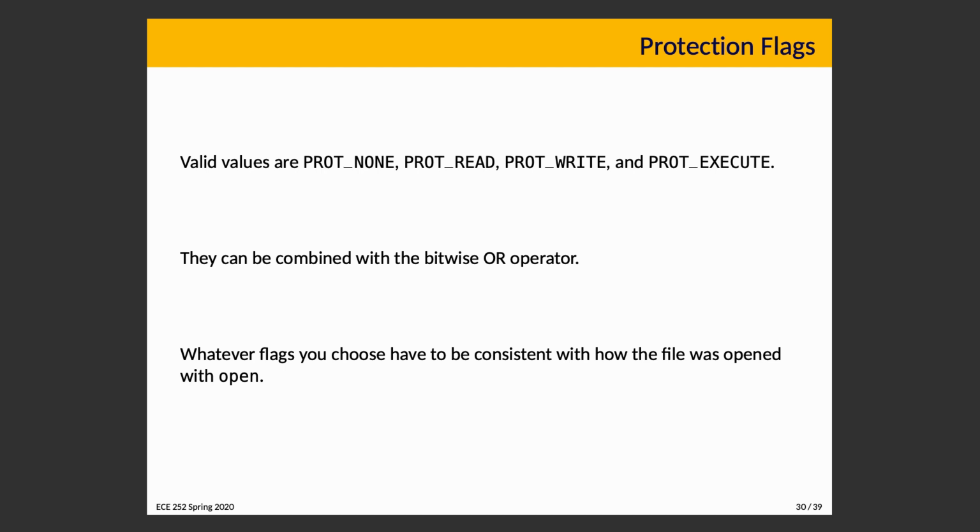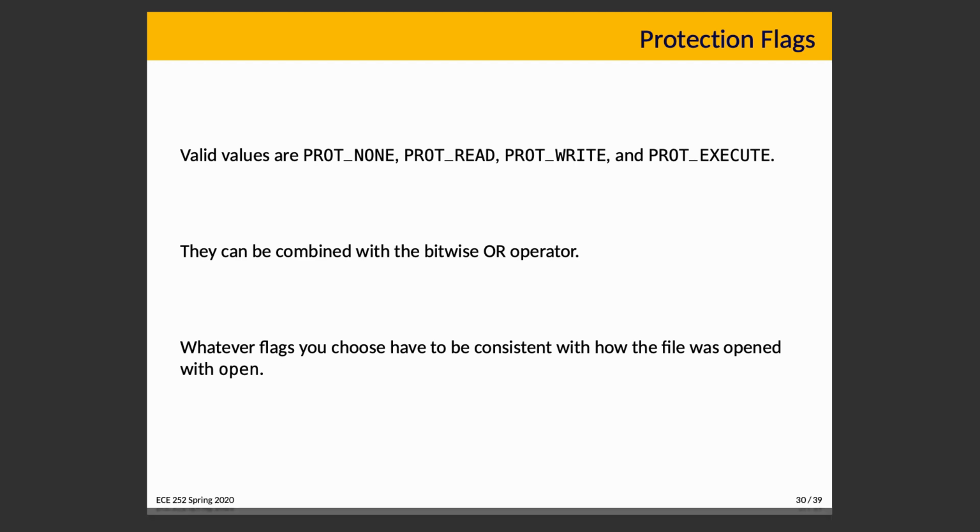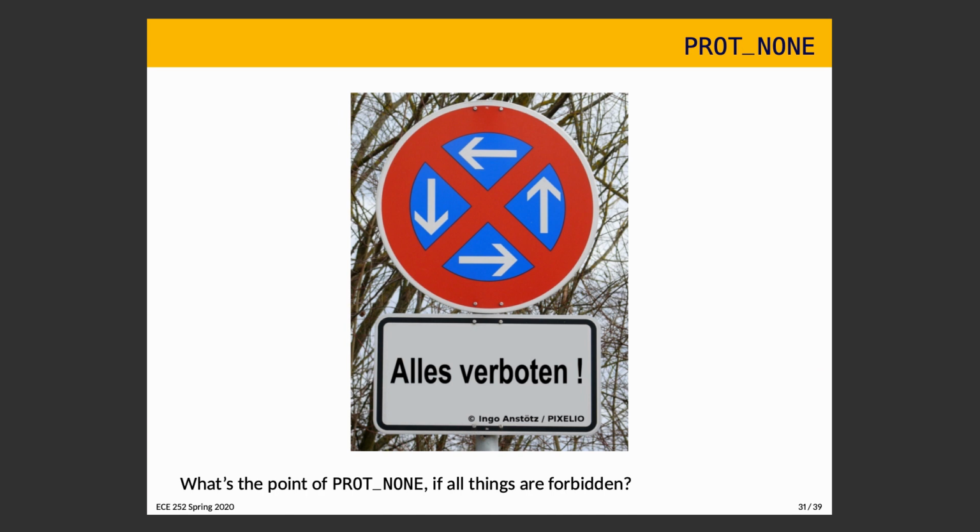The protection none option, incidentally, forbids all access to that file. Any attempt to read or write that memory produces a segmentation fault. And you might be thinking, who would ever want this? As the sign says, alles verboten, everything forbidden. What's the point of it?